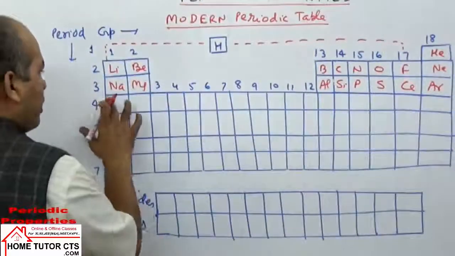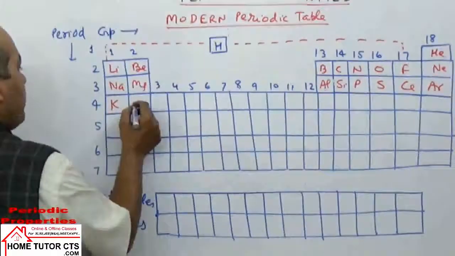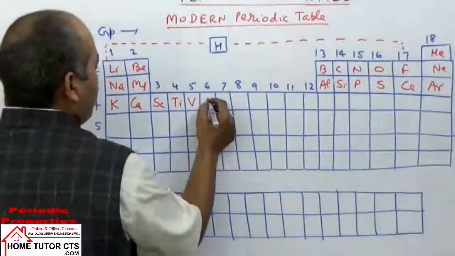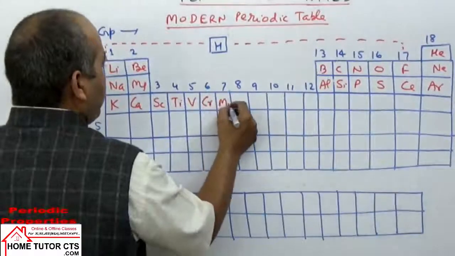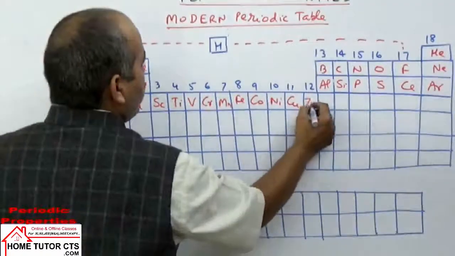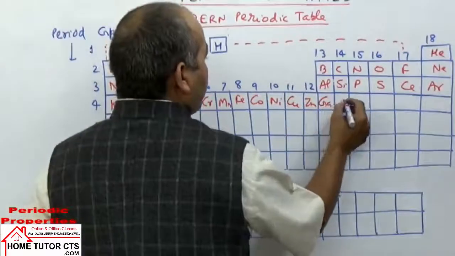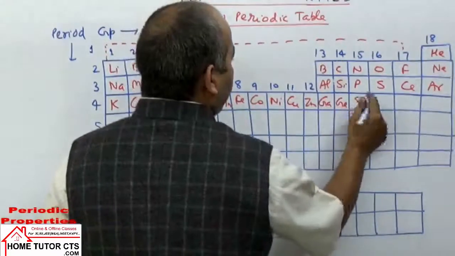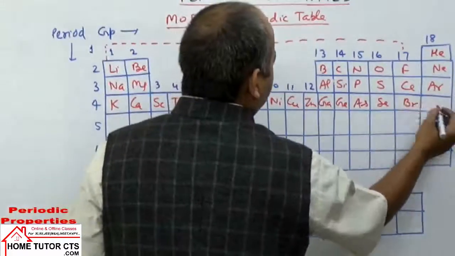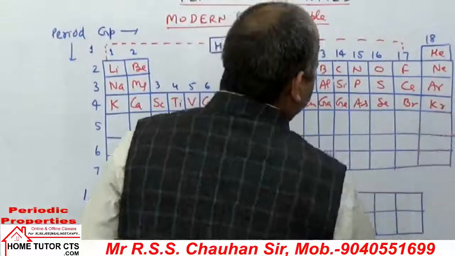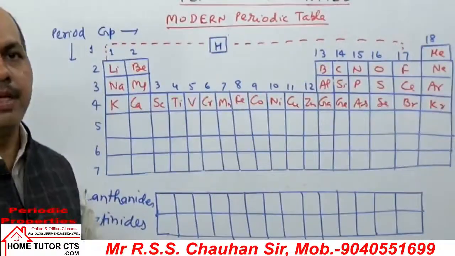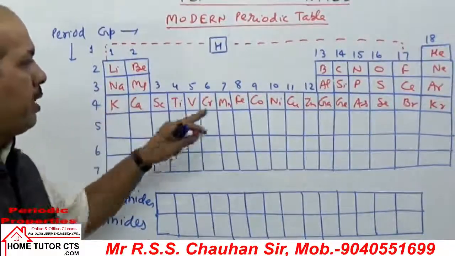In the fourth period we have potassium, calcium, scandium, titanium, vanadium, chromium, manganese, iron, cobalt, nickel, copper, zinc. Then we have gallium, germanium, arsenic, selenium, bromine, then krypton, the next noble gas. You can memorize all the elements, but at least keep in mind the atomic numbers of the first 36 elements.